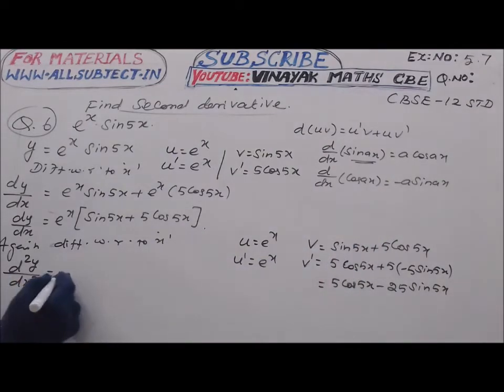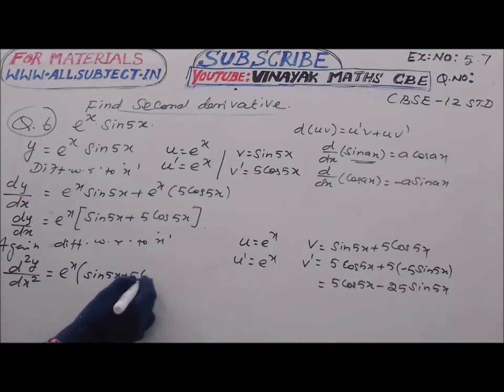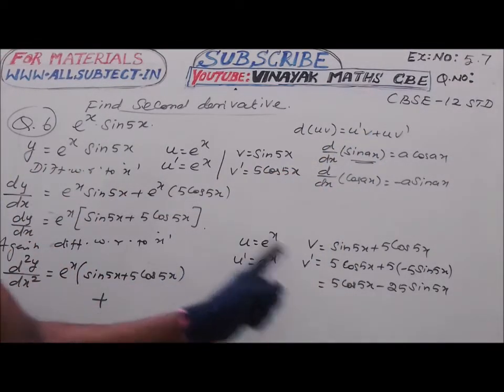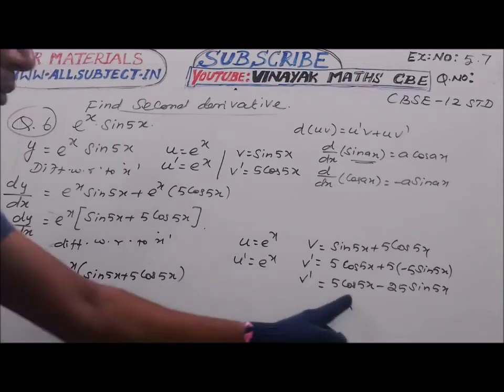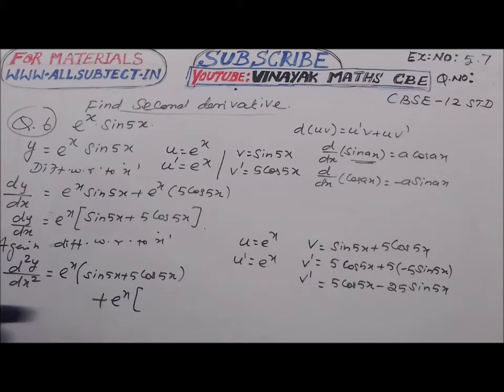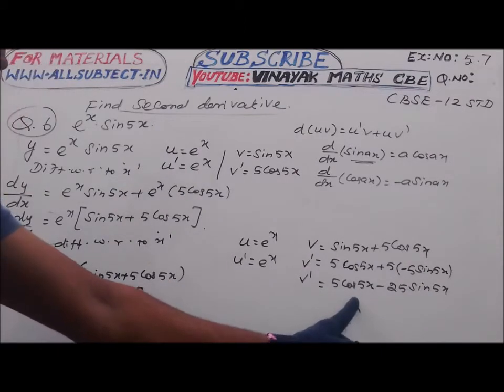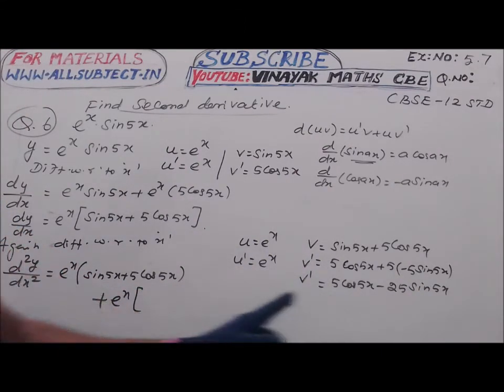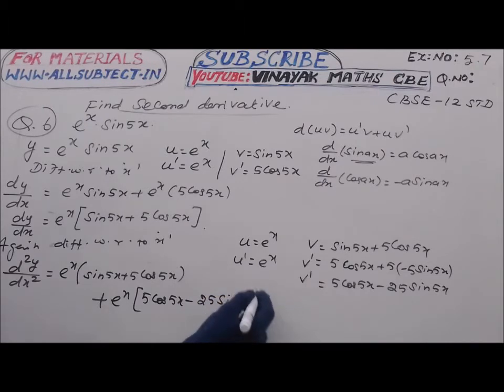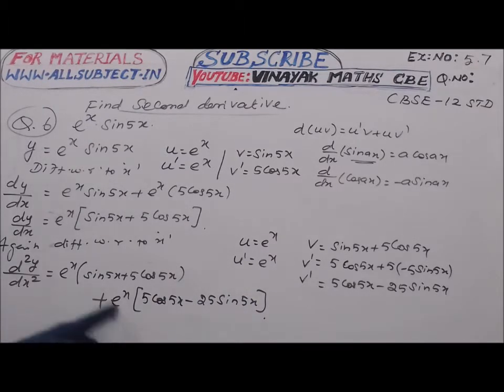multiplying these two, e power x into sin 5x plus 5 cos 5x. Plus u dash v we have completed, u dash into v. Now multiplying u into v dash, the simplified answer of v dash into u, e power x into, within the bracket, v dash, we have e power x into u into v dash is 5 cos 5x minus 25 sin 5x. We can take out e power x as common.